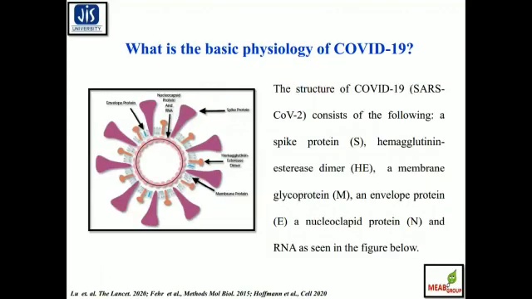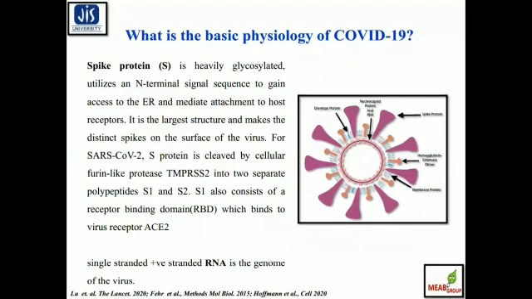The structure of COVID-19 consists of the following: a spike protein, hemagglutinin esterase dimer, a membrane glycoprotein, envelope protein, and a nucleocapsid protein and RNA, as seen in the figure below. The spike protein is heavily glycosylated, utilizes an N-terminal signal sequence to gain access to the ER and mediate attachment to host receptor. It is the largest structure and makes the distinct spikes on the surface of the virus. For SARS-CoV-2, the S protein is cleaved by the cellular furin-like protease TMPRSS2 into two separate polypeptides, S1 and S2. S also consists of a receptor binding domain which binds to the viral receptor ACE2.